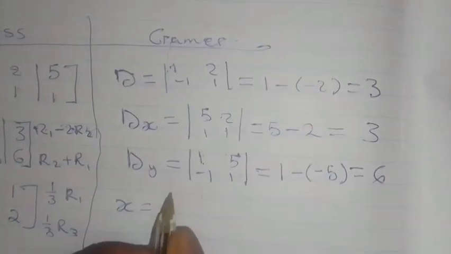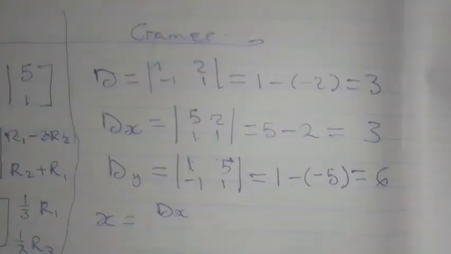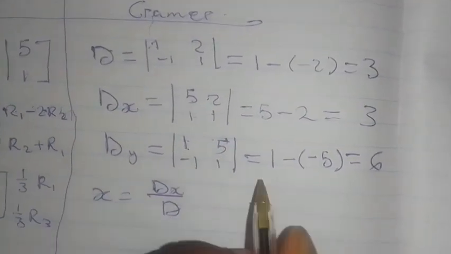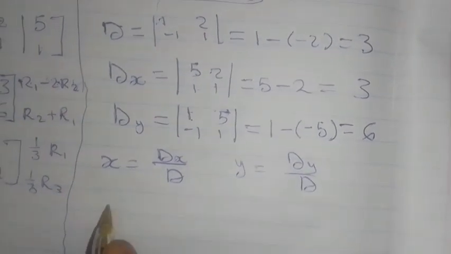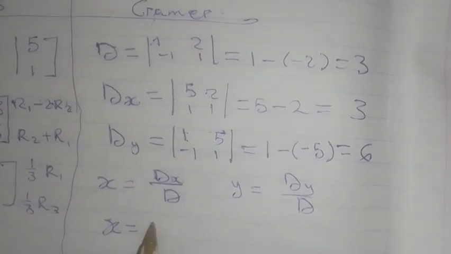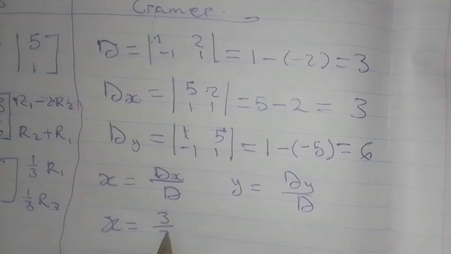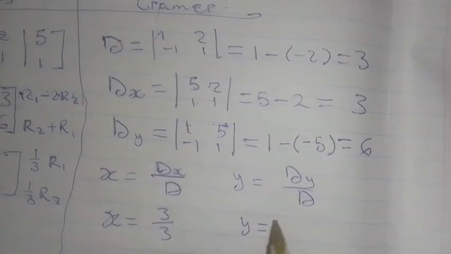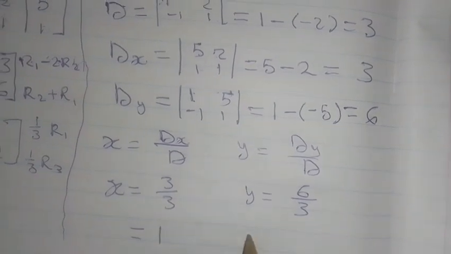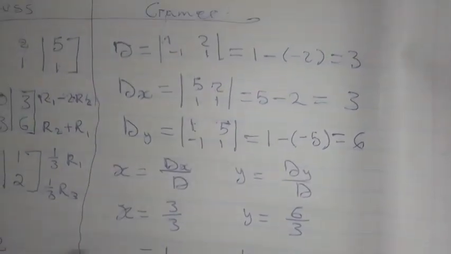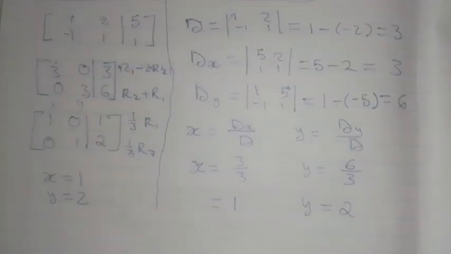Now x will be equal to dx over d, and y is going to be dy over d. That means x will be equal to dx is 3 and d is 3, y equals dy is 6 and d is 3. Then here you get x equals 1 and you get y equals 2. So that's using Cramer's method to solve for this one, and this is using the Gauss method.